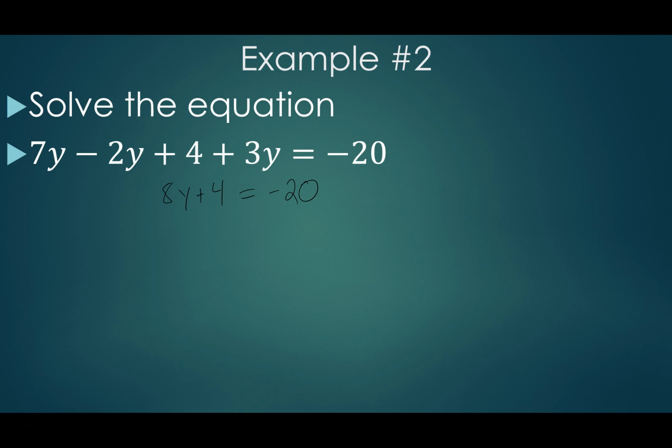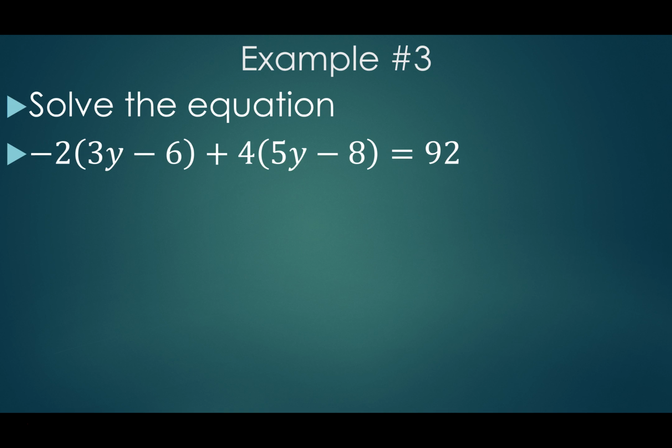From here again, now we've combined like terms, now we move the numbers to the other side of the equation. So we'll subtract 4 first. Negative 20 minus 4 is a negative 24. We divide by the 8. Y equals negative 3. So again, multiple variables, combine like terms first, and then move other numbers around.